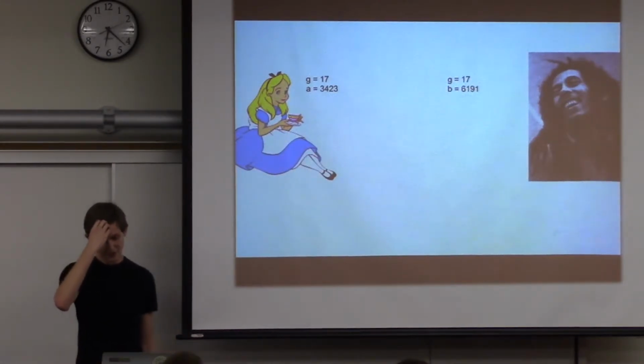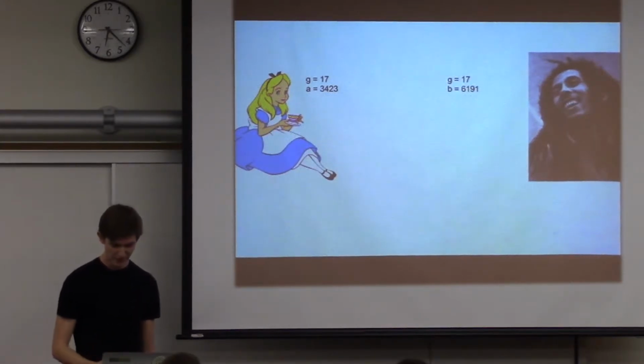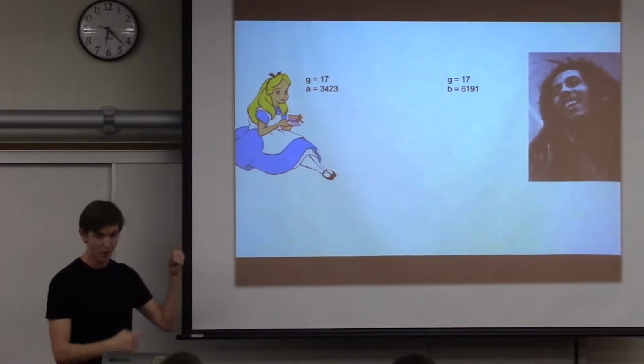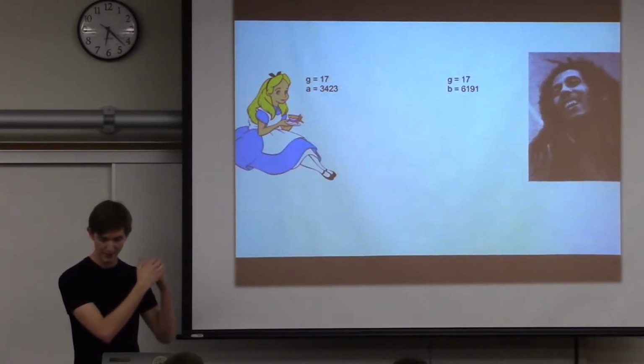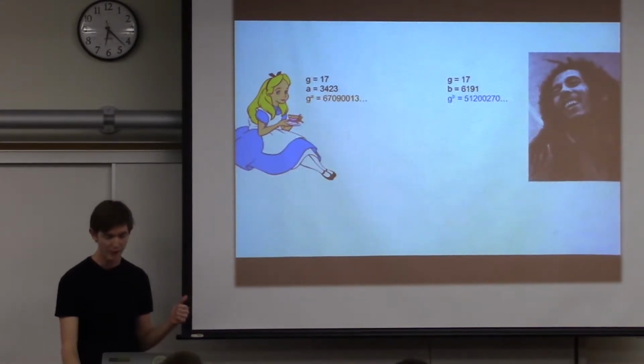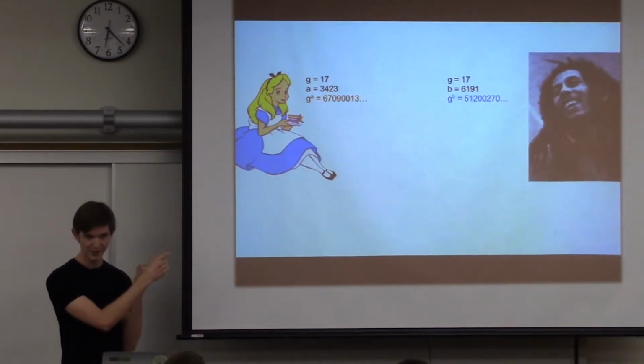So they start with this common number, G. They can just share that in the clear, like 17. Alice picks a secret number that she doesn't share, A, and Bob picks his own secret number. They don't have to be the same number. They're totally random. And then what Alice is going to do is raise G to the power of A and get a result. And Bob will do the same thing with his number.